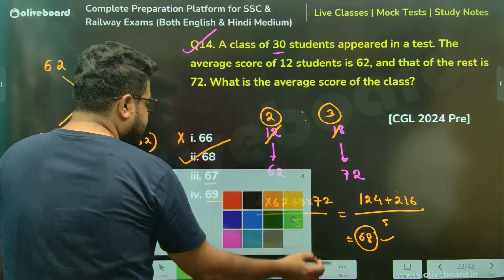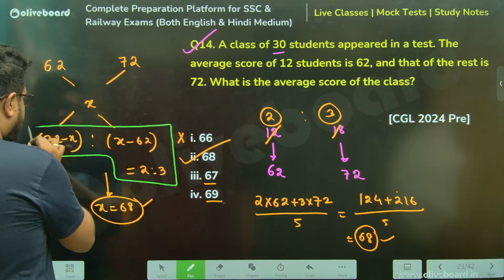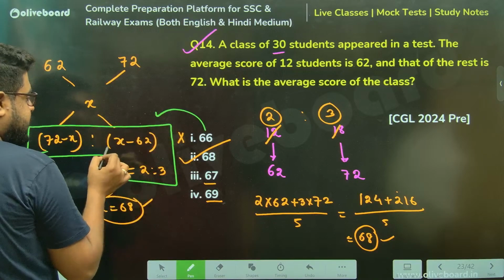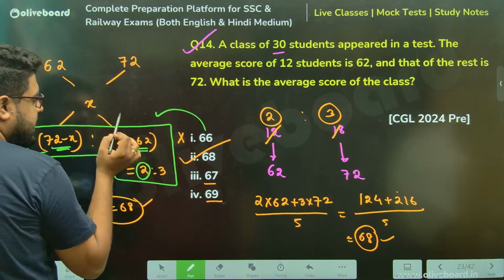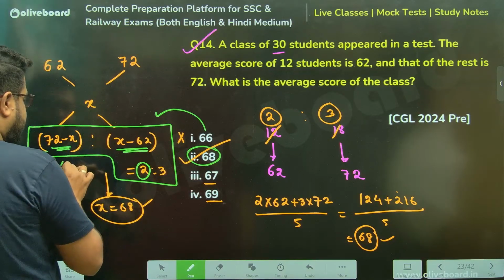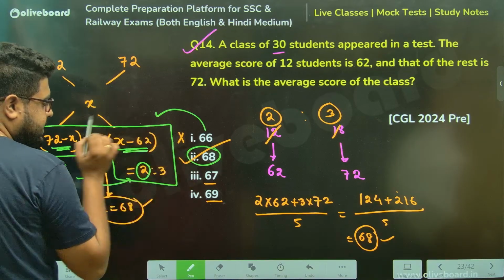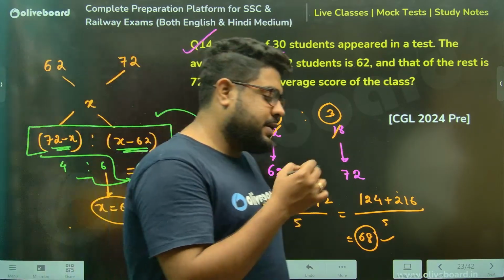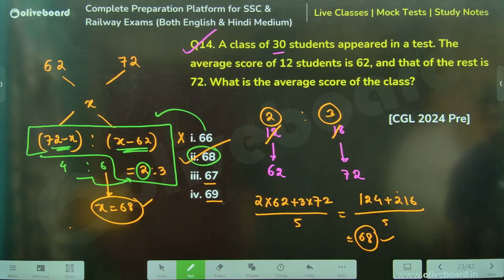Always remember, I forgot to mention: whenever you get an equation like this, you can always put the values and check. 66 means this is 6, 6 cannot be 2, so 6 and this is 4, so it is 3 is to 2. If it is 68, then 4 here and 6 here, so this is 2 is to 3. Yes, that's my answer. You can always put values in the equation obtained from allegation to check whether your answer is correct or not. Clear, everyone?